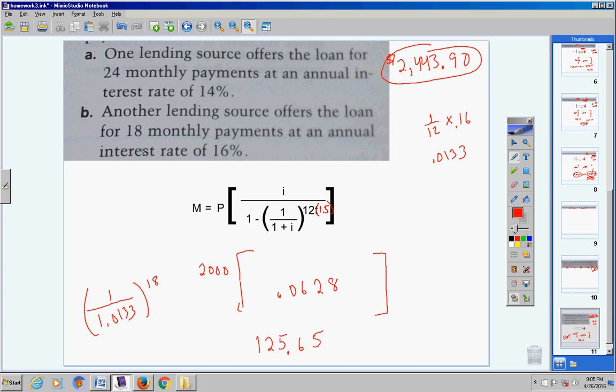Now that's for how many months? 18. Let's multiply that by 18. Let's see what we get. We're going to get $2,261.69. Now, it's not much of a difference, but it's still almost $200 cheaper to go with this loan than this loan. This is your total payment here over 18 months. This is your total payment here over 24 months. Plus you pay it off in a quicker amount of time.